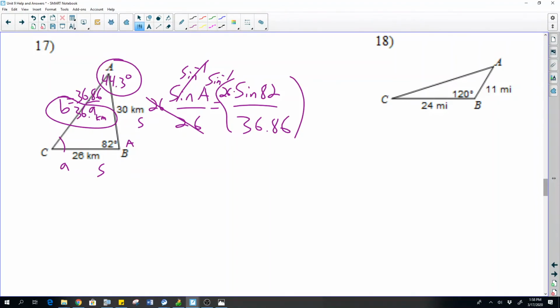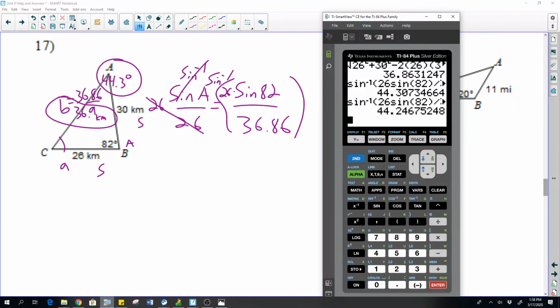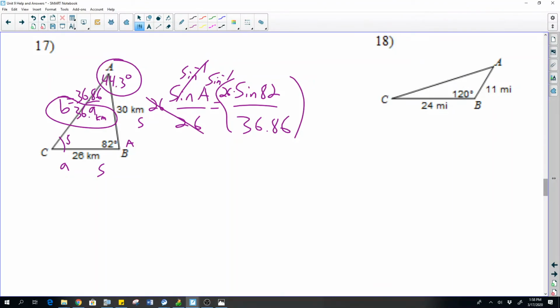And then angle C, we're going to do 180 minus those two. So 180 minus our 82 that they already gave to us, minus the 44.3, which is 53.7. So angle C is 53.7 degrees. And so that's our three answers for 17.